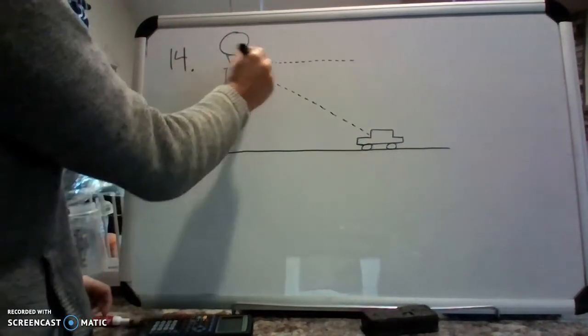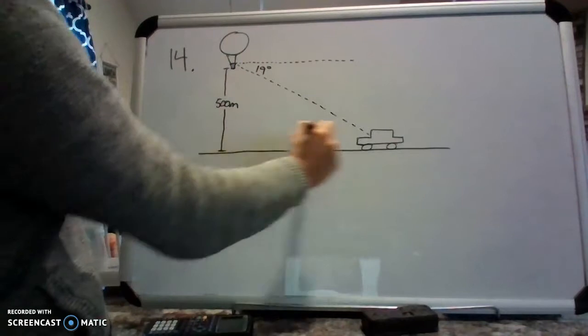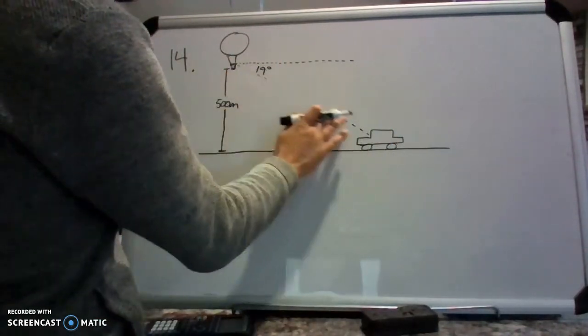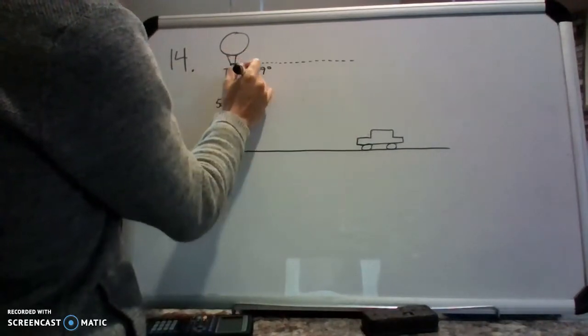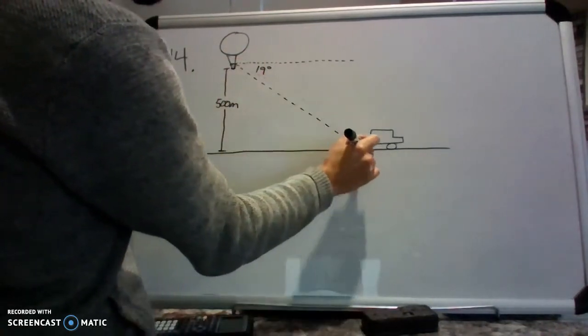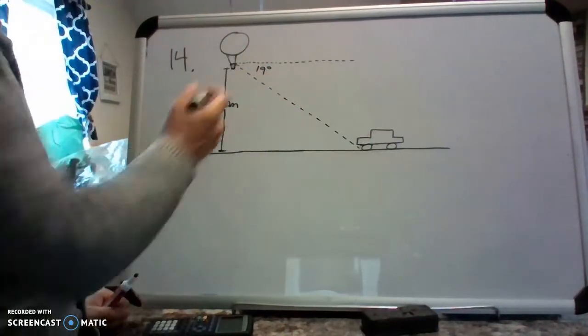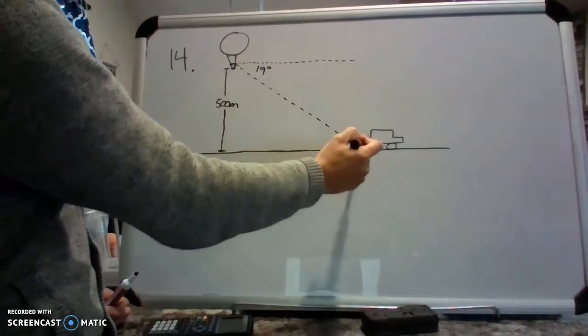So there's our 19-degree angle, and you can kind of see our triangle set up here. It's not a perfect triangle by any means, but this is also not drawn to scale. So that's our situation. Now, the triangle we're going to be using is this triangle right here.